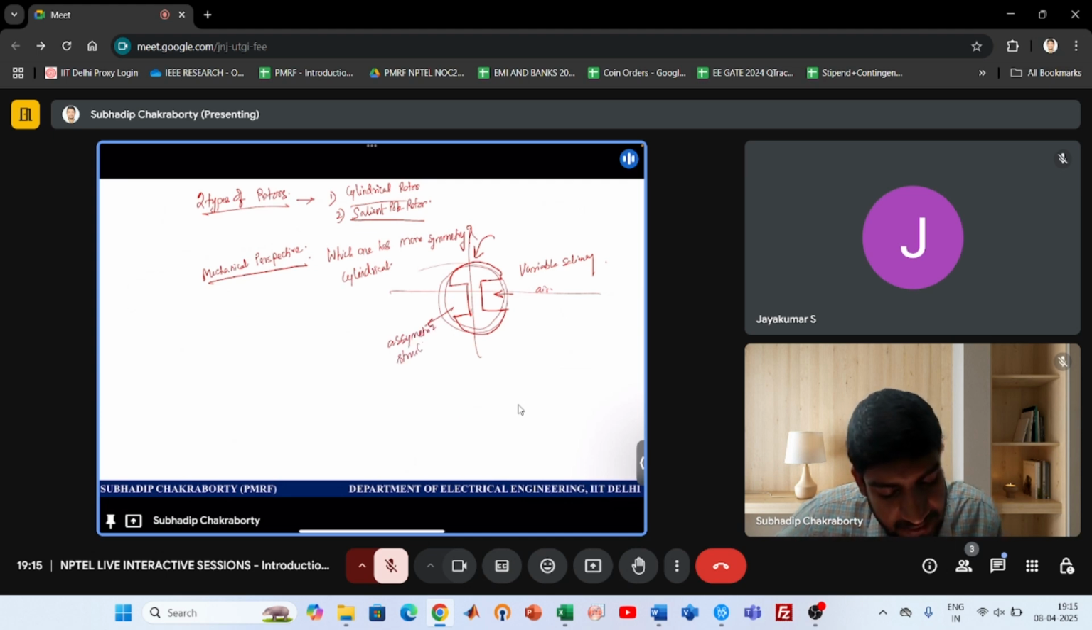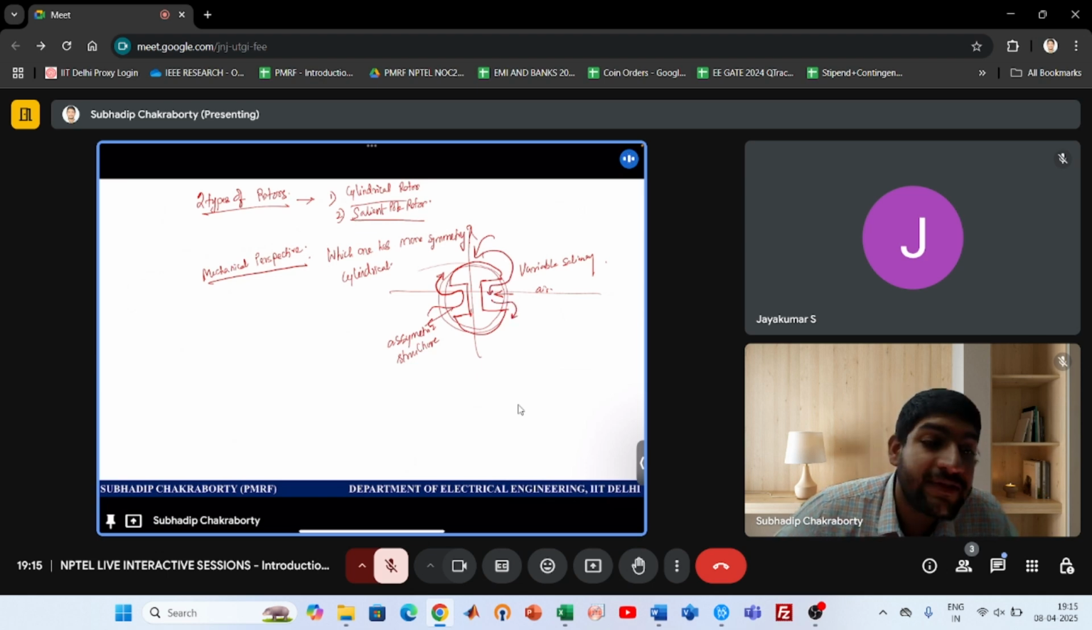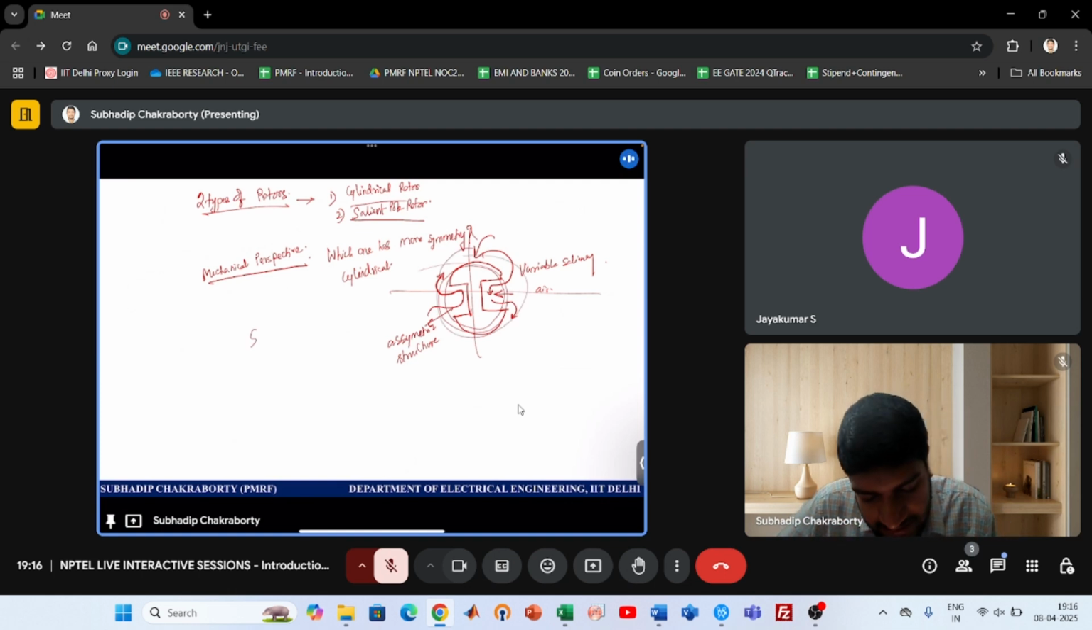if you rotate these kinds of structures at high speeds, what will happen? Air will try to come this way, go this way. So air will have to do much effort. And what will it lead to? It will lead to higher friction and windage loss. So the more speed you rotate, the more the losses. So these kinds of structures, salient pole rotors, are usually used in hydro, with lower speeds, but they have an advantage.